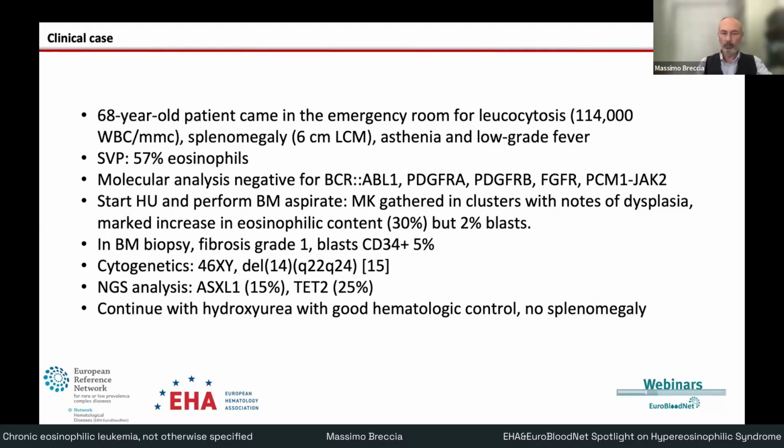So the patient had a bone marrow aspirate that showed dysplastic features in the megakaryocytes, a marked increase in eosinophilic content, and 2% of blast cells that were also confirmed in the bone marrow biopsy, with fibrosis grade 1. The final diagnosis here was made through the cytogenetics that showed a marker, a deletion of chromosome 14 in all the analyzed metaphases, and also NGS analysis for the presence of two somatic mutations, ASXL1 and TET2. So unfortunately, without other possible treatment, this patient is now in treatment with hydroxyurea with good hematological control and without splenomegaly.